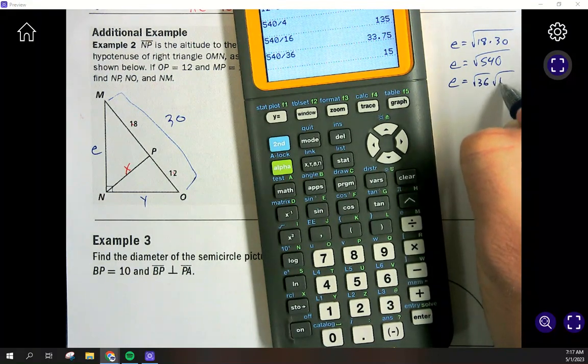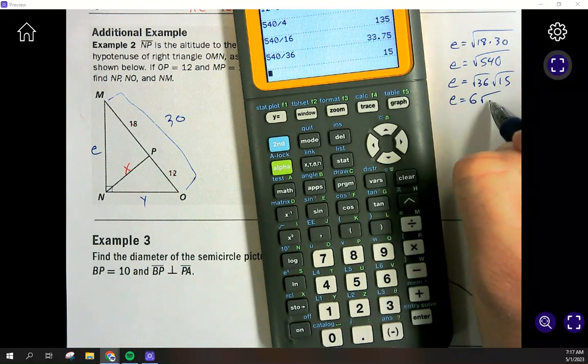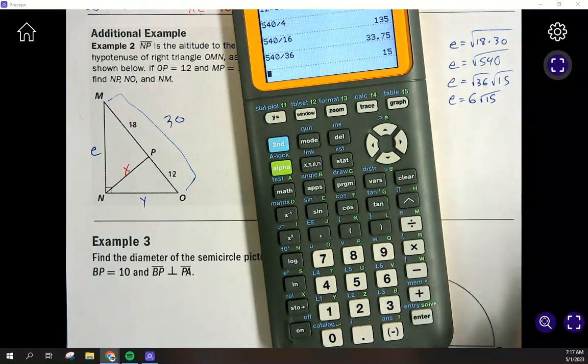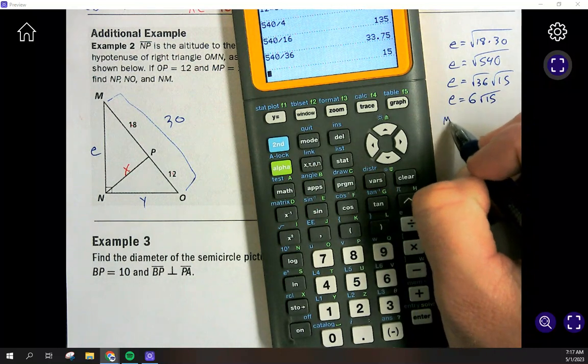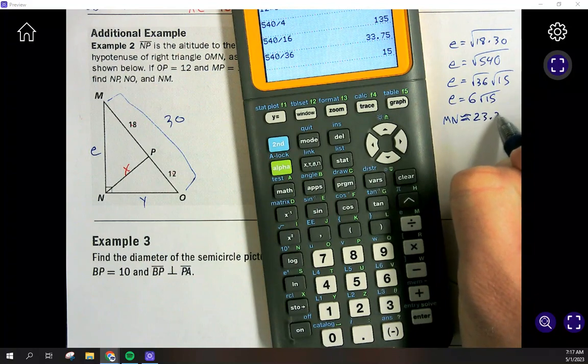36 and 15. 36 again becomes a 6. Radical 15 can't be simplified, so we leave it just like that. So MN equals approximately 23.24.